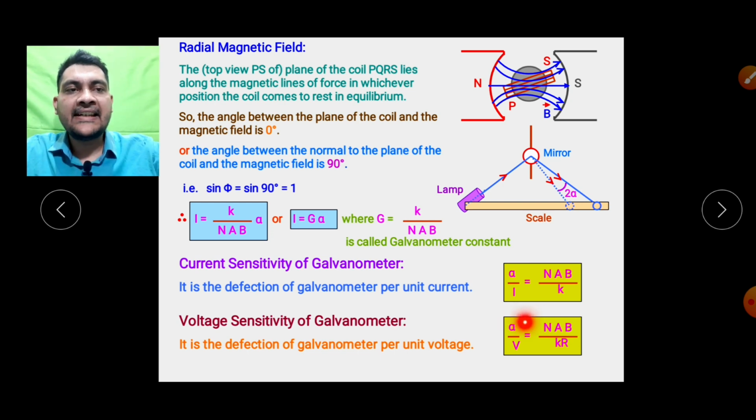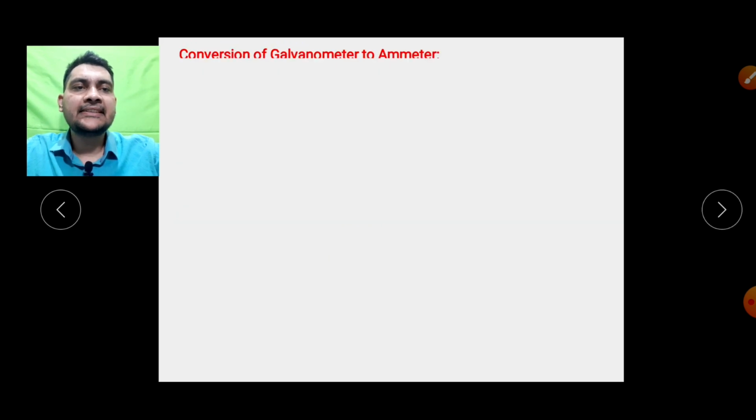So the ratio of deflection of the pointer divided by the potential drop across the galvanometer, alpha divided by V, is called the voltage sensitivity. Alpha upon I was NBA over K, and if you multiply I by R, you get V, so it becomes NBA over KR. Here R is the resistance of the galvanometer only, not the resistance of the whole circuit. So this is voltage sensitivity.